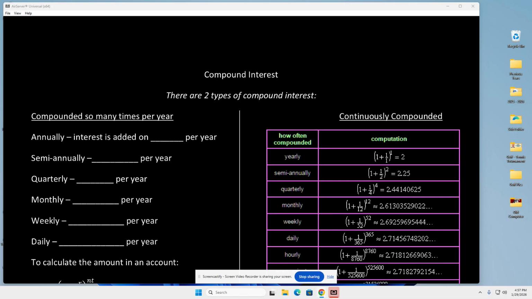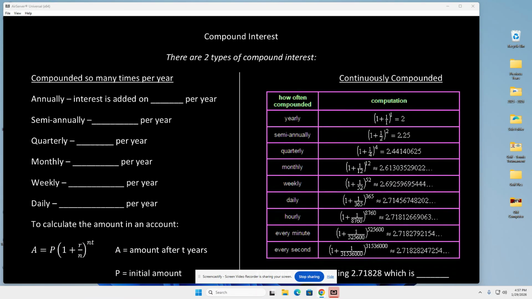So we're going to jump back into a new lesson, and that lesson is compound interest. Okay, compound interest. Compound interest is when you have money that is growing, but it's growing based on being compounded a different amount of times per year. So it's going to change based on how many times per year I am compounding this. How often are we getting to add this interest to this money?